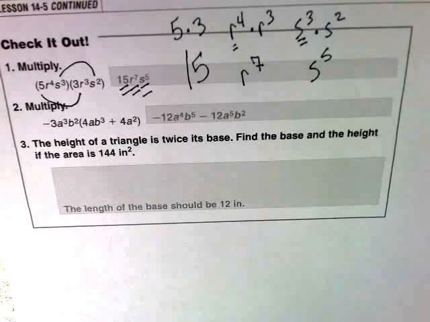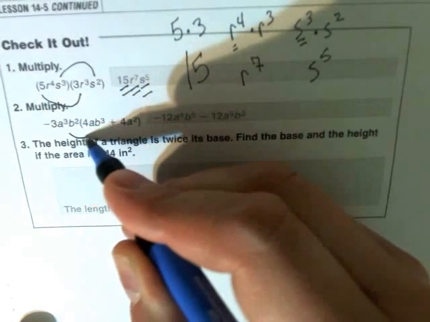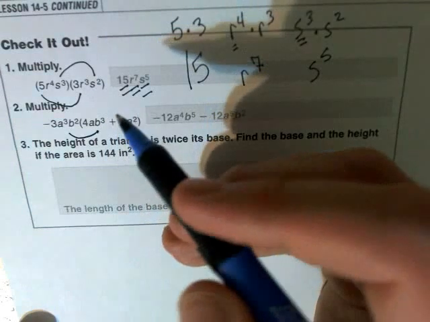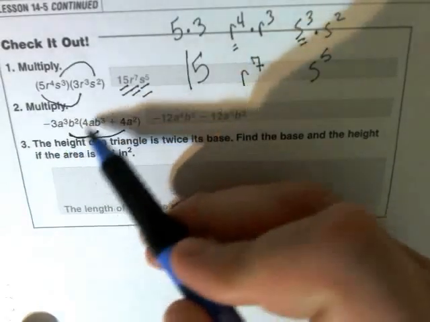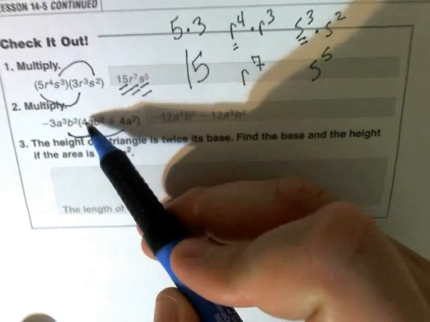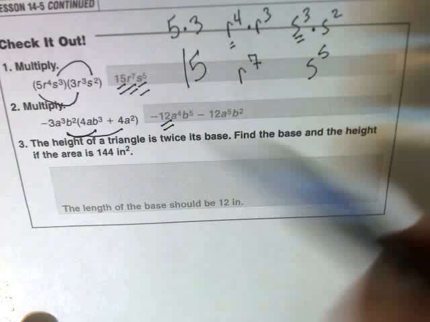Now number 2 is a repeat of the distributive property. We've got negative 3a cubed b squared being multiplied by 4ab cubed added to 4a squared. So you're going to take this negative 3a cubed b squared and multiply it through to 4ab cubed and 4a squared. So if I take it through on the first part here, negative 3 times 4 is going to give me negative 12, which is what you can see right there.